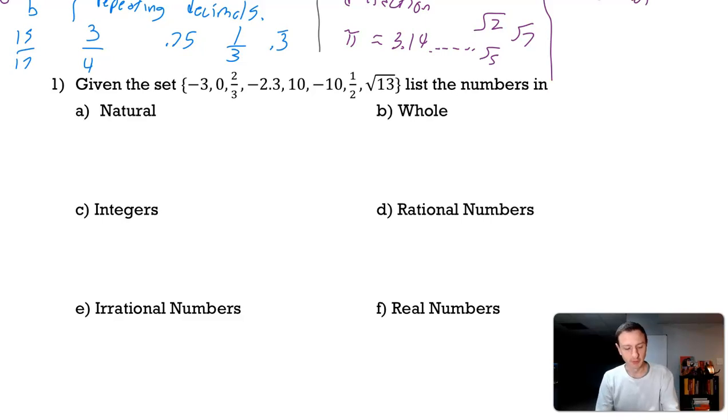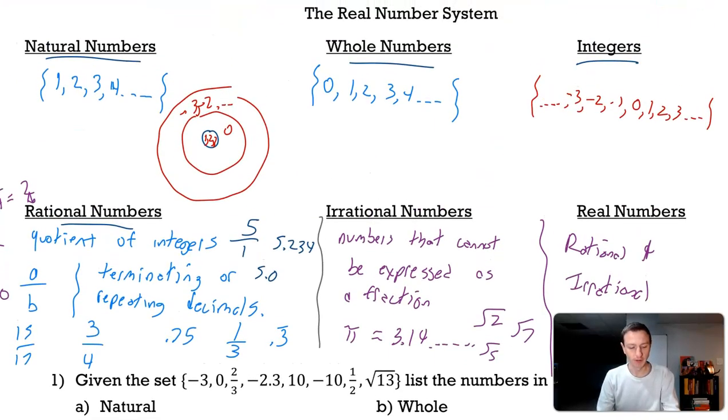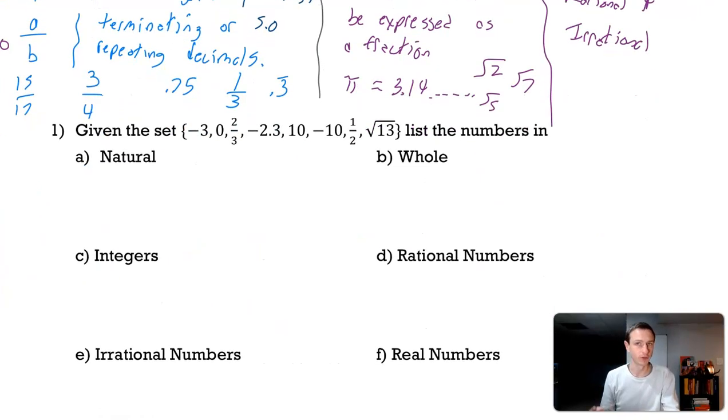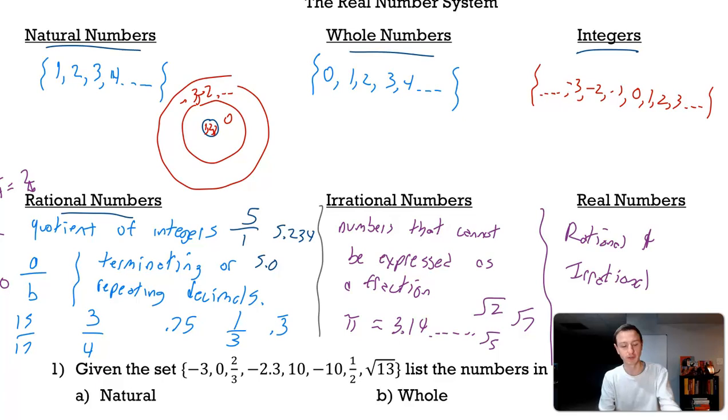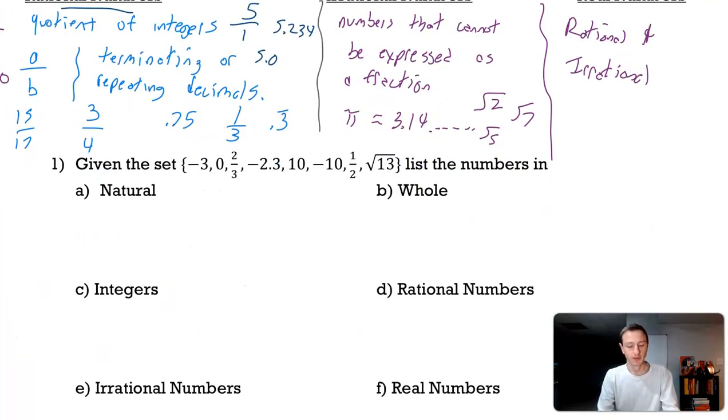So let's look at the natural numbers. Natural numbers start at 1. So we don't want to include 0 or negatives, and we don't want to include numbers that are fractions that aren't over 1. And what I mean by that is natural numbers are 1 over 1, 2 over 1, 3 over 1. Those are the natural numbers because they're over 1. So -3 is not a natural number.